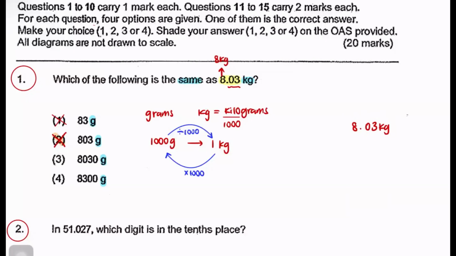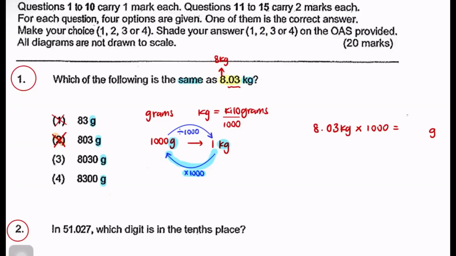If I want to turn it into grams from kg to grams, what is the action here? Times 1,000. Very good. So this 8.03 kg, if I want to express it in grams, I must times 1,000 to turn it into grams. Then this is testing your decimals already. Okay, what happens when you take a decimal number and you multiply by 1,000?